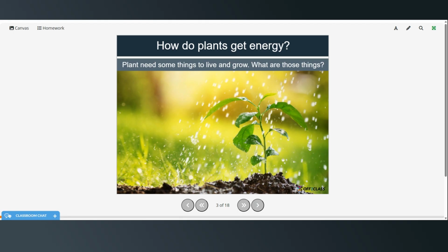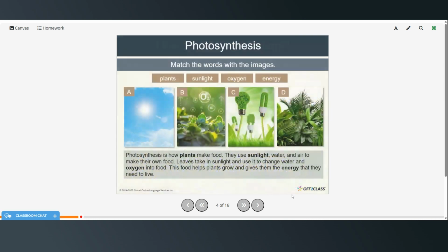So a plant needs some things to live and grow, and what are those things? So sunlight, water, soil. All right, so first you're going to match the words with the images. So you can pause the video, try that on your own.